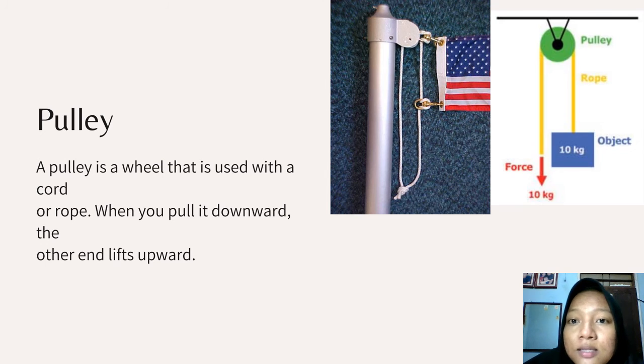So have you ever seen someone hoist a flag up a flagpole? A flag is attached to a rope. At the top of the flagpole is a pulley. When you pull the rope downward, the flag rises up the pole.